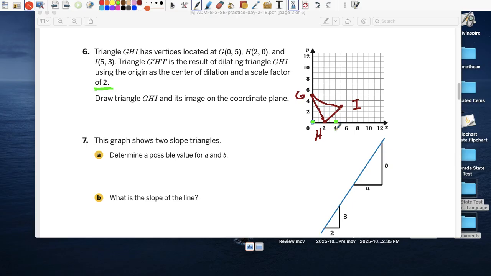So this is H prime. From the center, how do I go to G? To go to G, I would take 5 units up, but because of a dilation of 2, I now have to go 10 units up. So this is G prime. To go to I, I would go 5 to the right and 3 up. So double those: 10 to the right and 6 up, right here. This will be my point I prime. So the new triangle is right here.